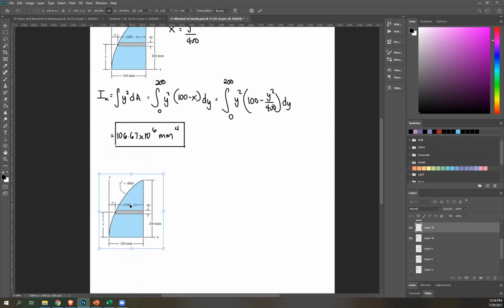So let's try another solution. Okay, then we're not using that anymore. So let's try erasing that. And then we're gonna use a vertical strip. I'll show you how to solve for that. So let's say here.